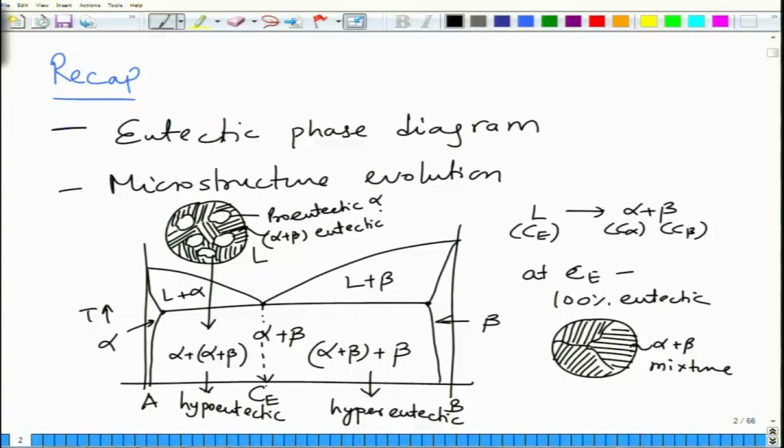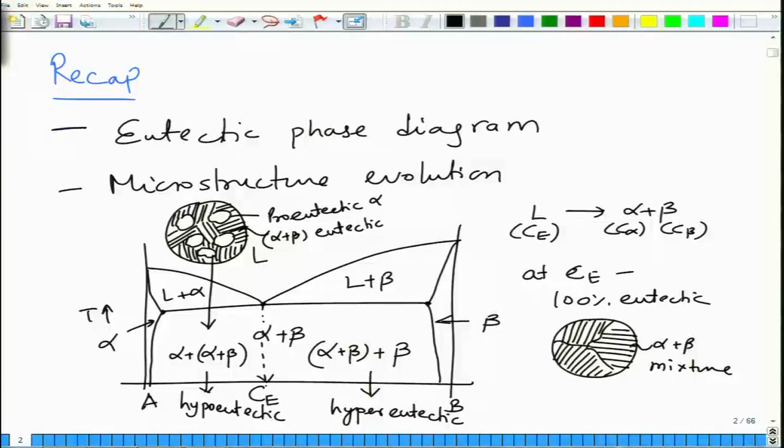So you have two kinds of alpha present in this mixture: pro-eutectic alpha and the alpha of the eutectic. Both alphas will have the same composition, except that the morphology of the two alphas is different. Pro-eutectic alpha is generally present as globules or equiaxed, round features, whereas the alpha and beta eutectic mixture is present in the form of lamellae or colonies.